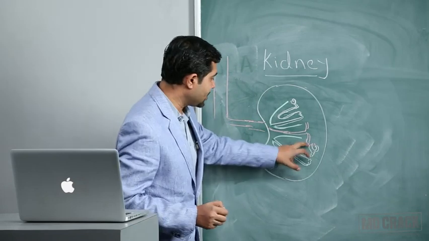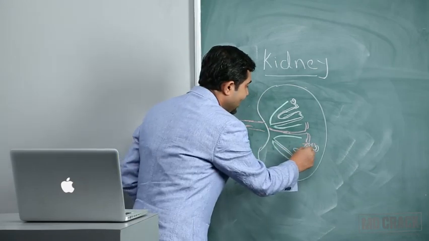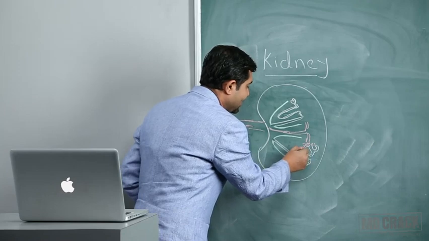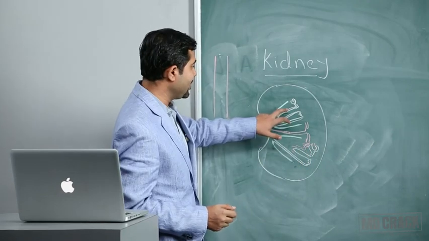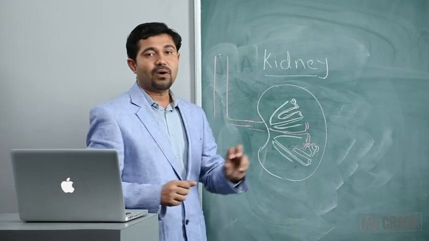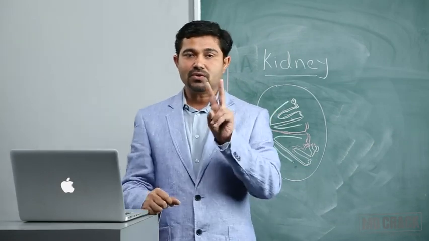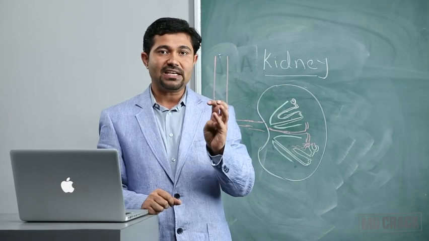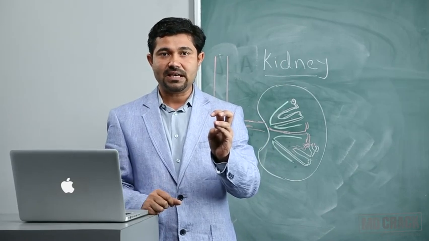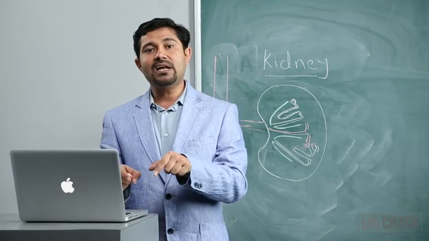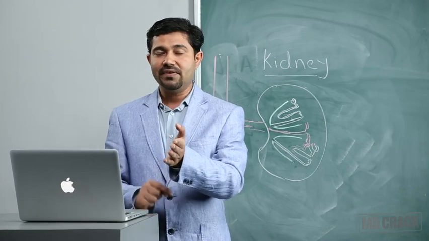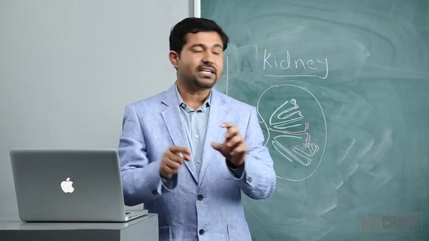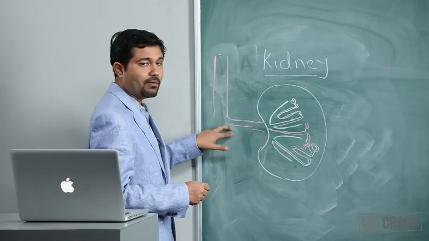Now this efferent arteriole will again form capillaries, which will be called peritubular capillaries. Those will be mainly surrounding the loop of Henle. So now we have two sets of capillaries, glomerular capillaries and peritubular capillaries. These peritubular capillaries will combine to form venules and veins, and the veins will follow the same path again, and ultimately the renal vein will be formed.